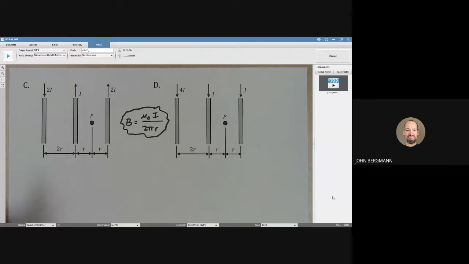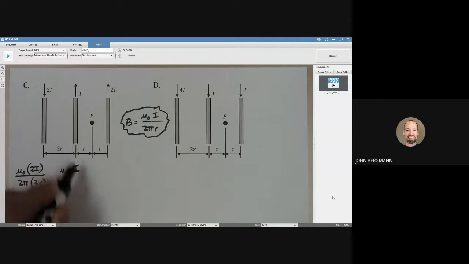We're going to do the same sort of thing here. We have to use, though, this time 3 wires. So here we go. We'll use them 1 wire at a time. Mu naught. Now the first wire has 2I for its current, and we're going to divide by 2 pi. And how far away is that from point P? It's 3r. And the contribution from that wire is going to be out of the page. The middle wire, mu naught, simply I this time, divided by 2 pi. And how far away is that one? It's only r. And that one is directed into the page.